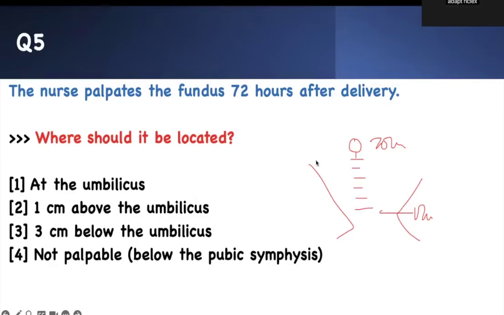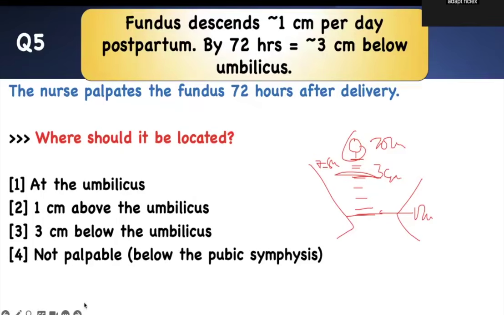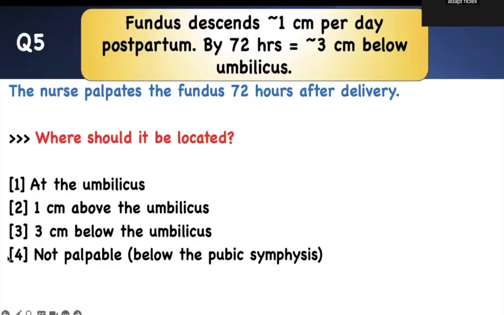You can see that it can take between 7 to 8 days for it to descend completely, right? And therefore, at 72 hours, you're going to have 1, 2, 3 centimeters below the umbilicus. That is your right answer. And therefore, the fundus descends 1 centimeter per day postpartum. At 72 hours, we should be 3 centimeters below the umbilicus. Is this question difficult? No. What does it require? Concept. This is what you need. Write them down. Take a note. And when you see a question, trust me, you're going to ace it.